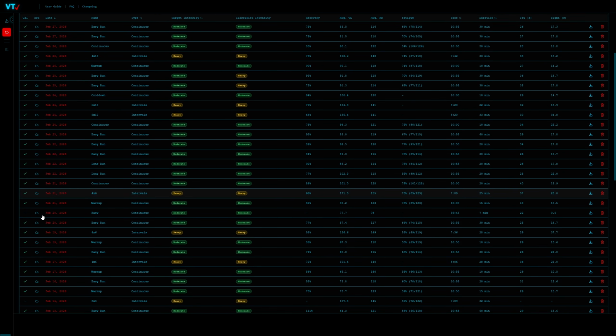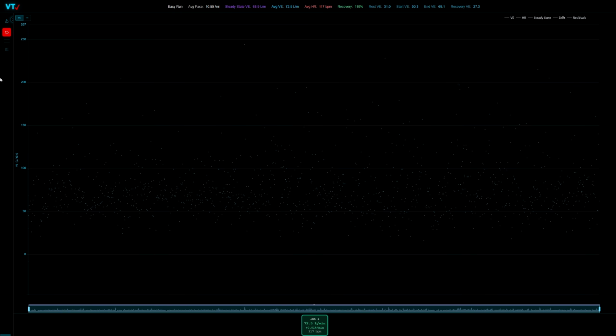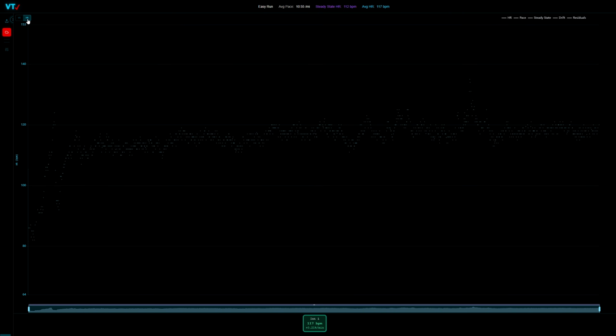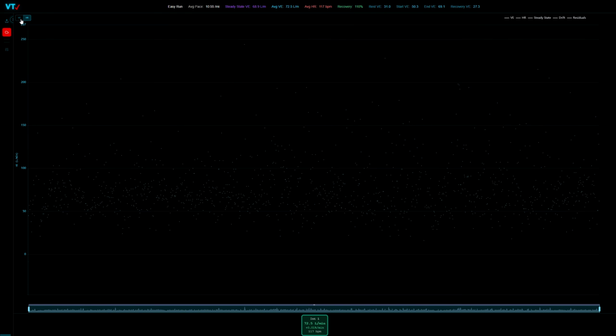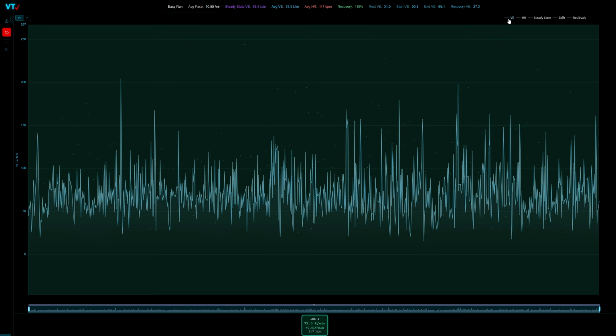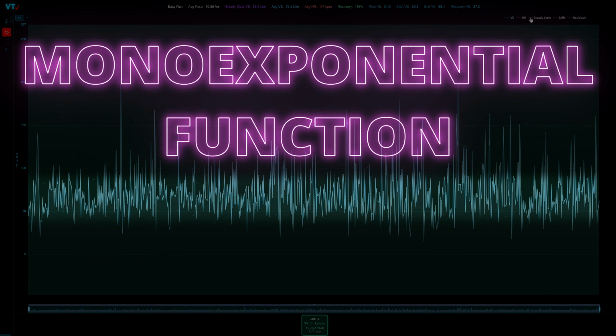I'll explain how it works with a few examples. So here's a scatter plot of each of my breaths recorded during a run. If you don't own a VitalPro, you'll get a similar view with your heart rate data. The first step of the analysis involves applying an outlier filter to clean up aberrant data points. Then we fit something called a mono-exponential curve to this filtered data.